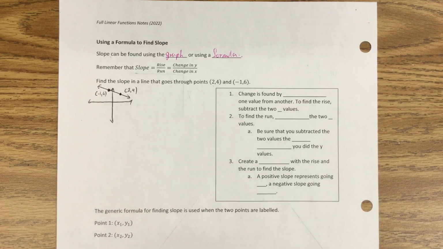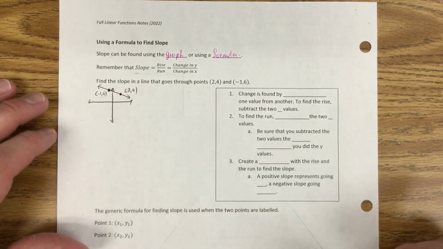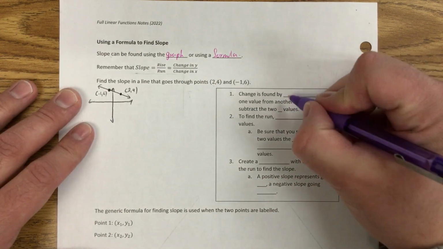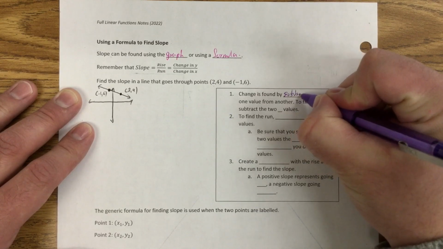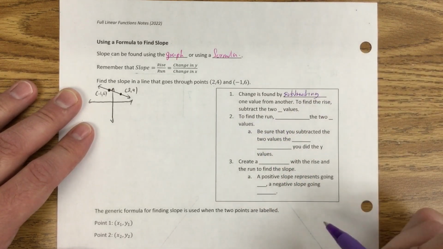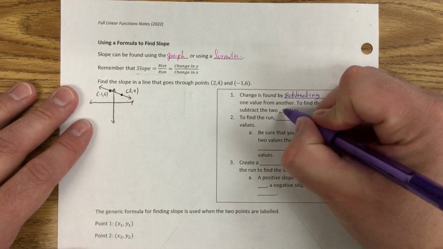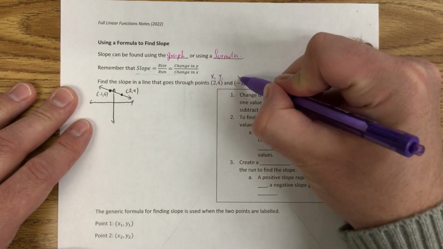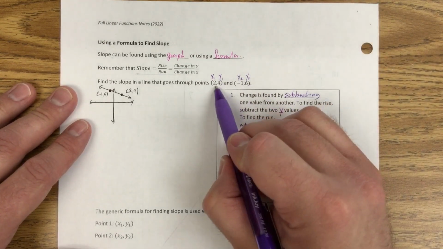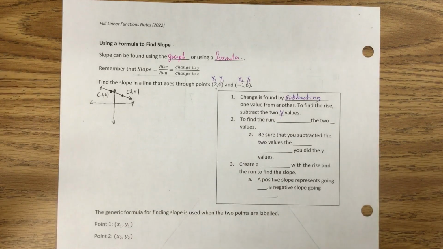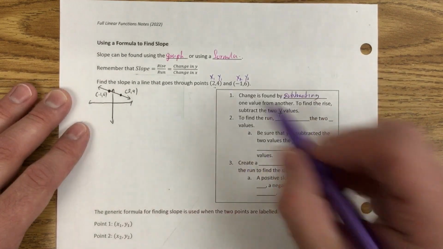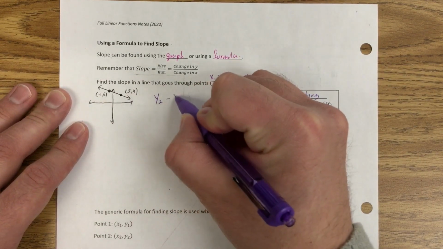So in other words, we're actually going to come up with an equation that lets us figure out what our slope is. The first thing we're going to do is that the change is found by subtracting one value from another. So to find the rise, we're going to subtract the 2 y values. We're going to label this as x1, y1, and x2, y2. So this is point 1, point 2. Order does not matter. You can do either order. So we're going to find the rise, we're going to take the second one, and subtract the first one.